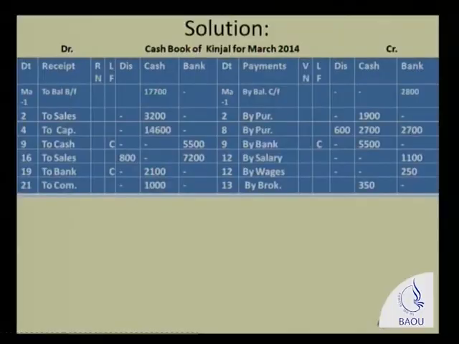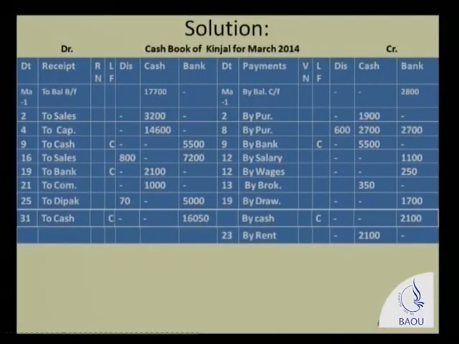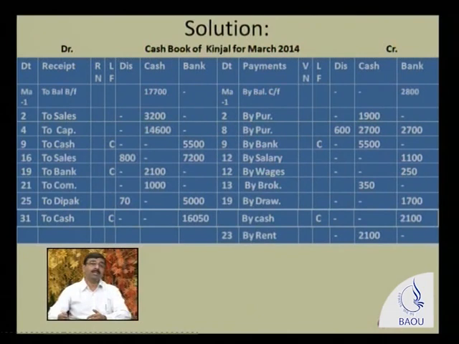Now see another transaction, dated 23rd. Paid shop rent of rupees 2,100. We paid a shop rent of rupees 2,100, and that is an expense. See on the payment side, dated 23, it is paid in cash. So rent account is debited to cash account. In the cash column 2,100 is written, and the opposite name, rent, is written in the payment column.